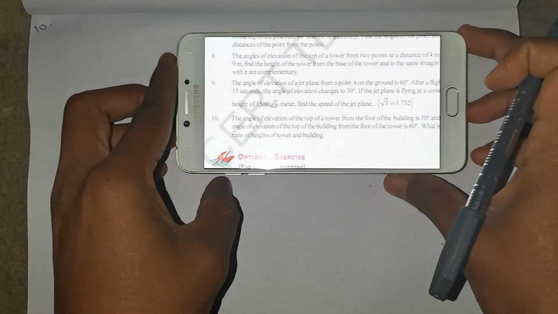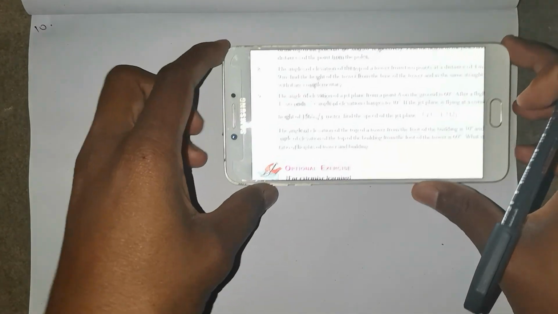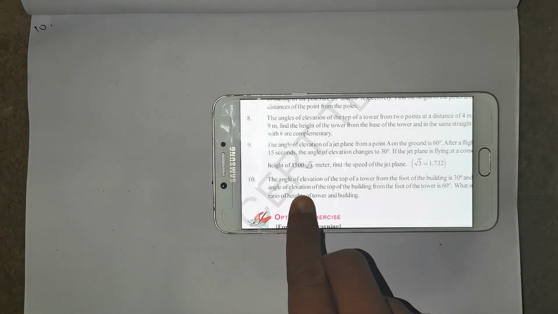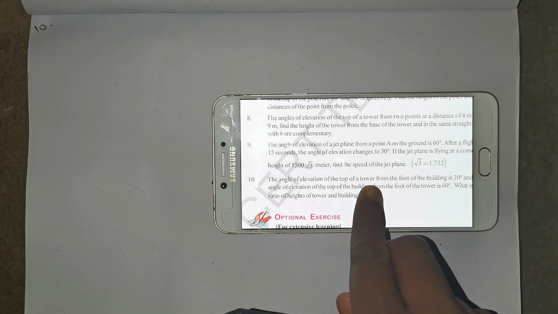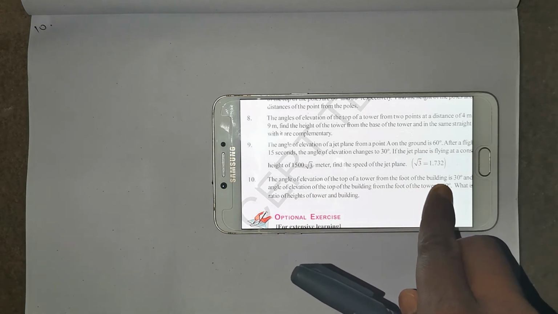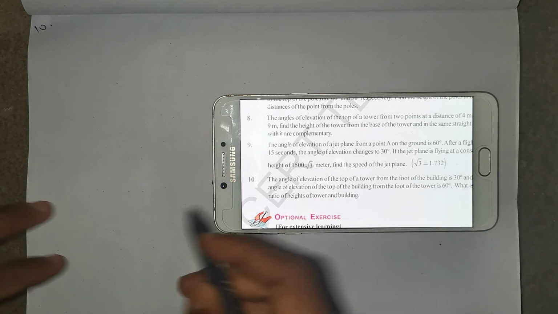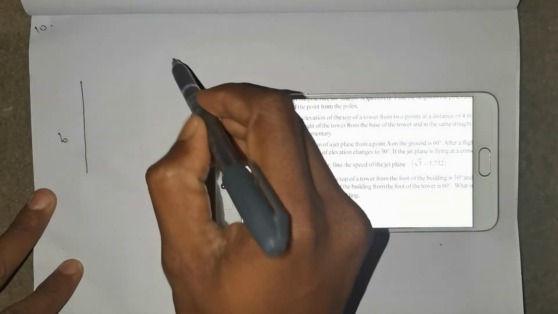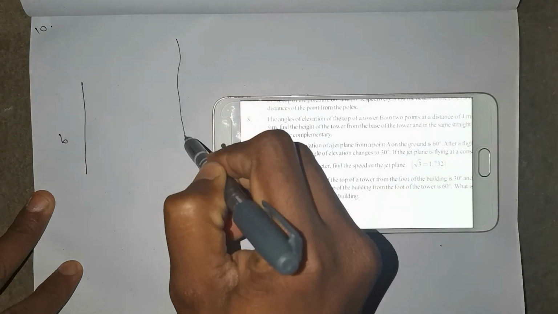Okay, let us check the last question in this exercise. The angle of elevation of the top of a tower from the foot of the building. Again, two objects, one is a tower and one is a building. So the building I am going to the left side, and the tower I am taking towards the right side.